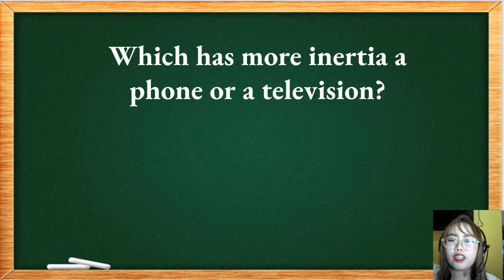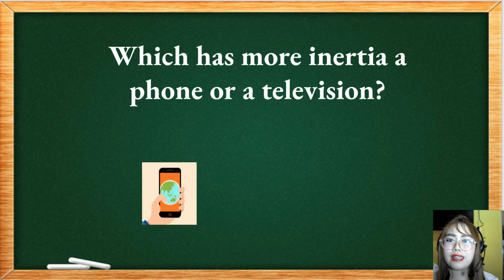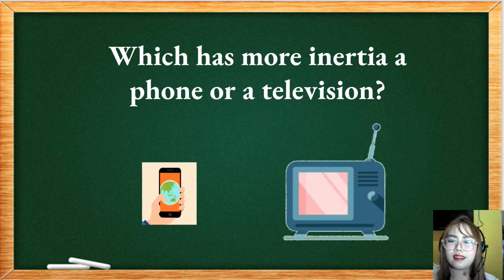Are you learning now about inertia? Very good! This time, let's check your ideas. Which has more inertia? A phone or a television? Again, which has more inertia? A phone, or a television? Wow! Fabulous! It is the television because it has a greater mass.